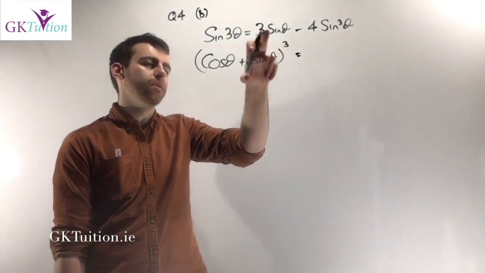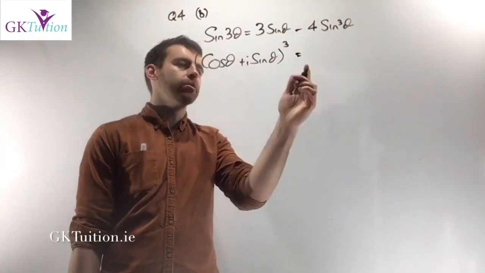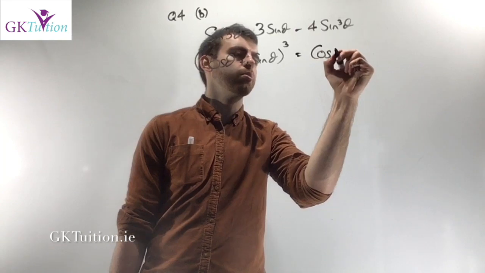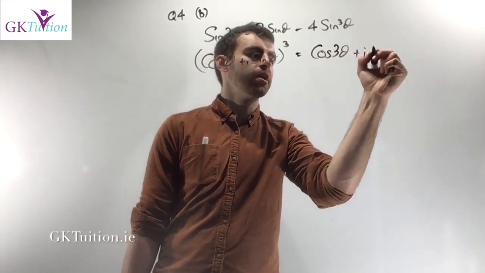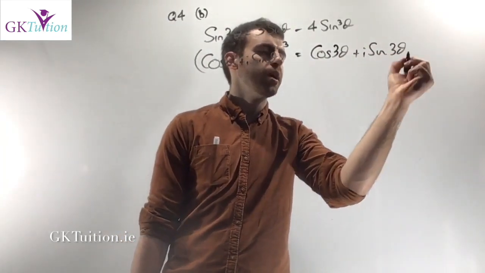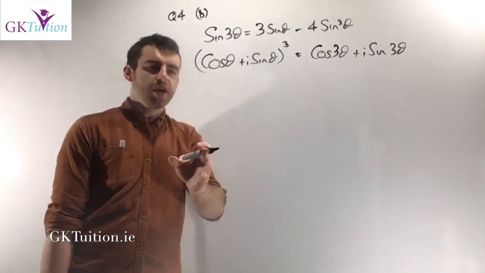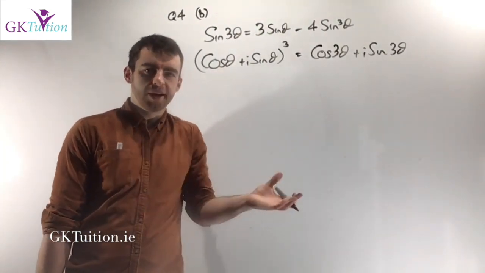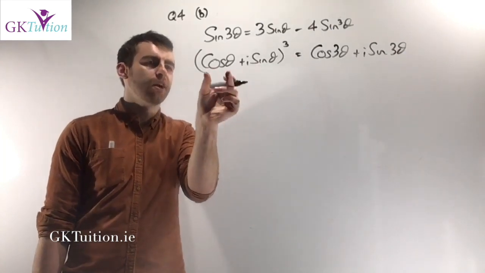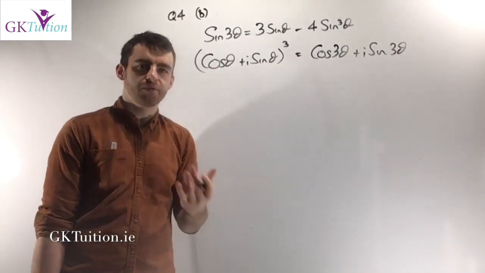You simply multiply the power by the angle. If I was applying De Moivre's Theorem here, it would just become cos 3θ plus i sin 3θ. That's one way of expanding this. Another thing that I can do is just good old-fashioned algebra. You literally just multiply cos θ plus i sin θ by itself 3 times.